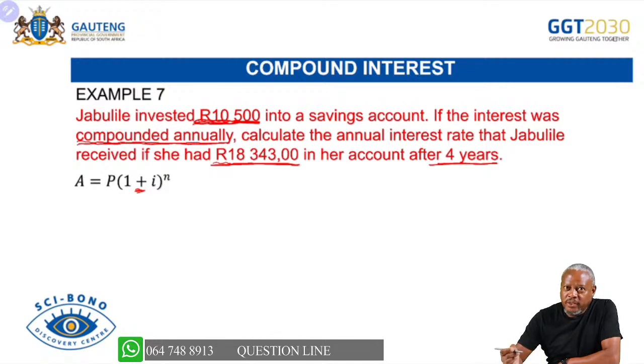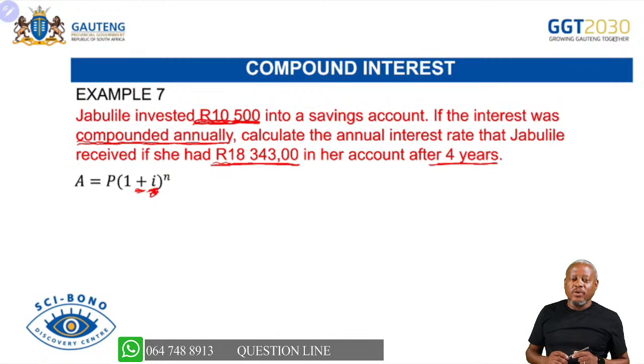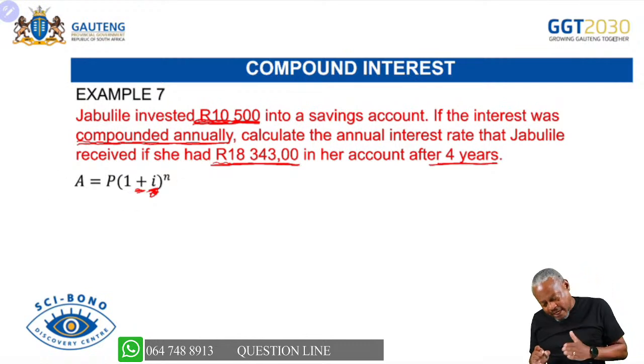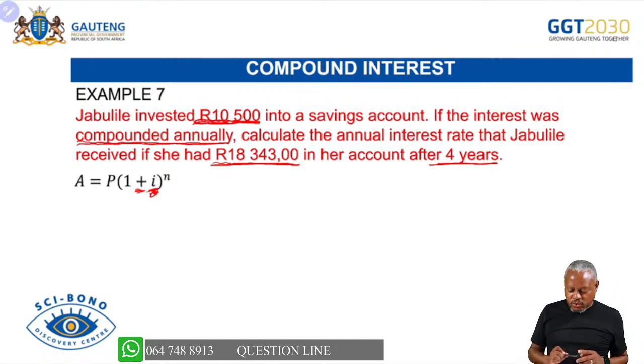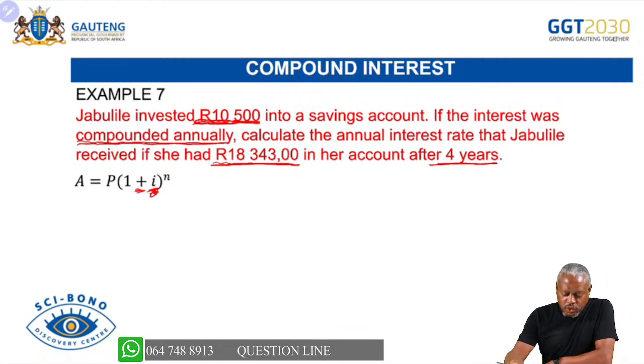So what are we looking for now? We are looking for this I. Like I said, I repeat, you're not always going to solve for the same variable. You might be asked to solve for any one, such as the number of times, whatever. So what we need to solve now is I. I will help you with the substitution, no problem. You still have a lot of time to solve.